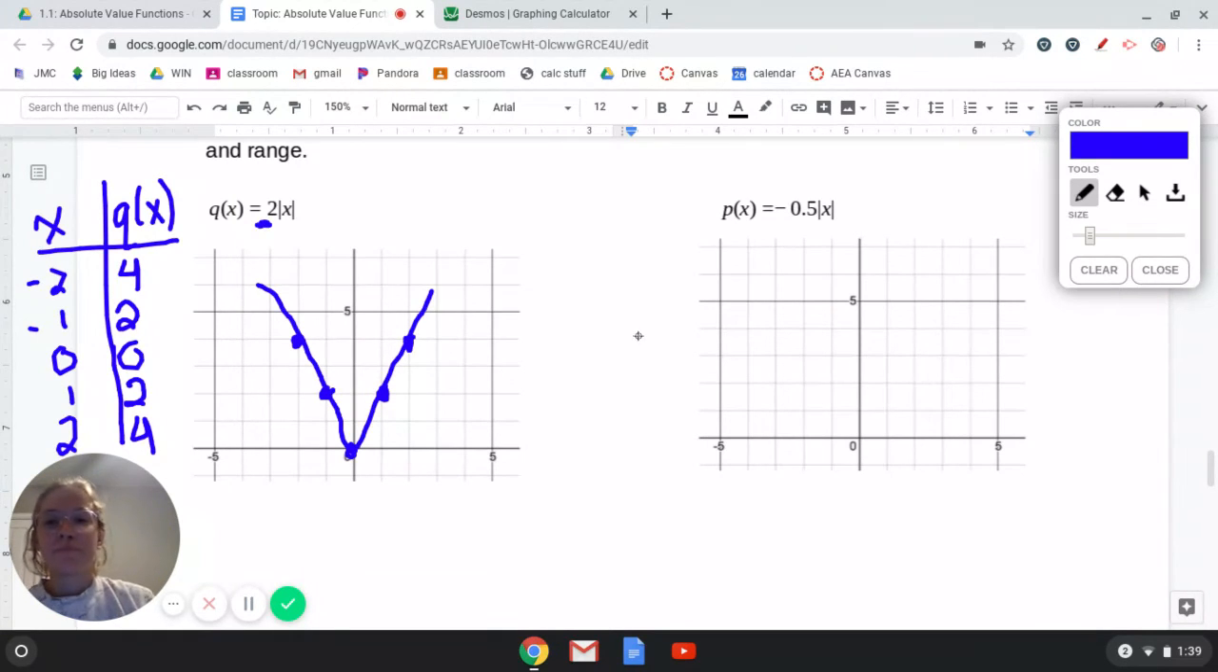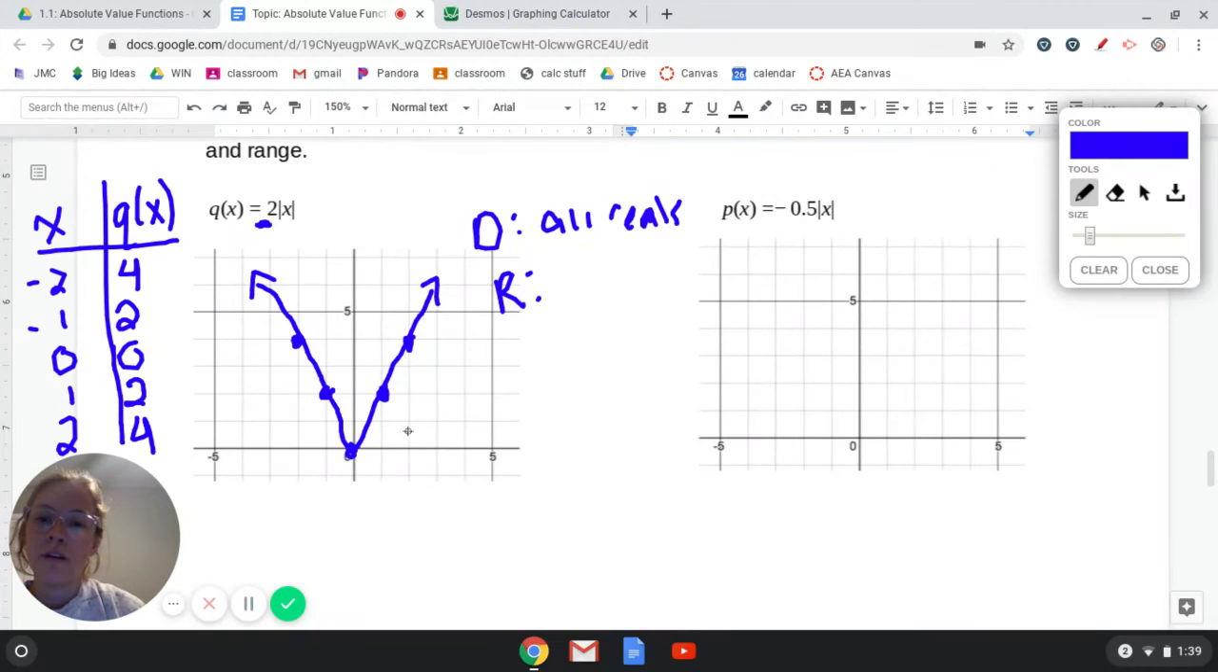Oh, sorry. Before I do that, let's talk about the domain and range. So the domain of this graph is how far left and right this graph goes. What x values are there? All reals for absolute value. How about the range? How far up and how far down does it go? Notice that the lower bound for y is 0, so that means y has to be greater than or equal to 0. Okay, let's take a look at this next one.